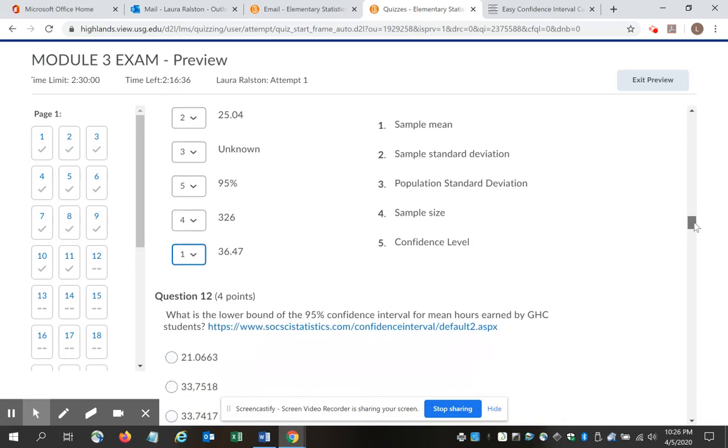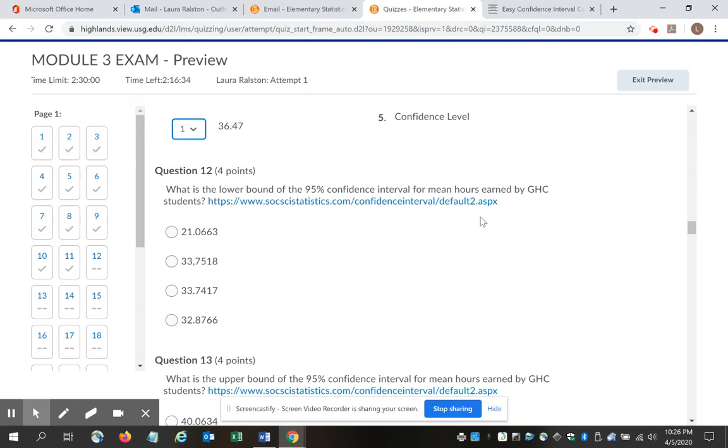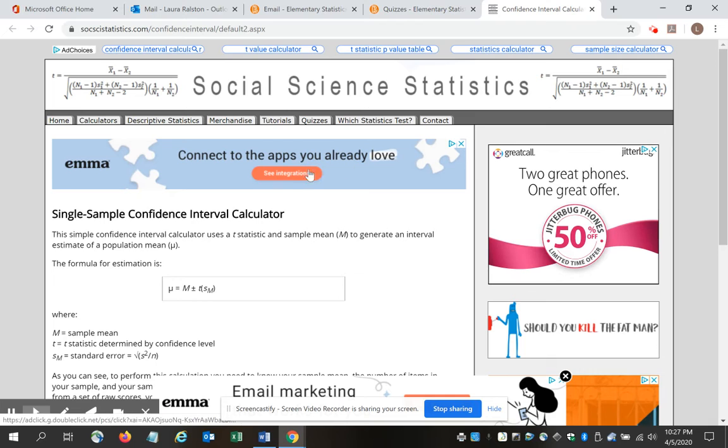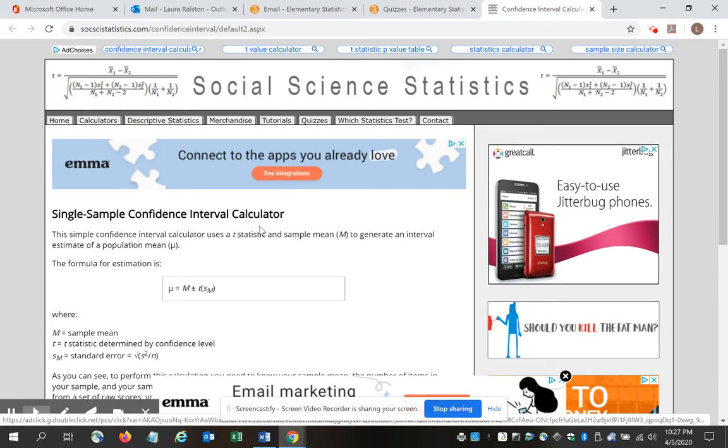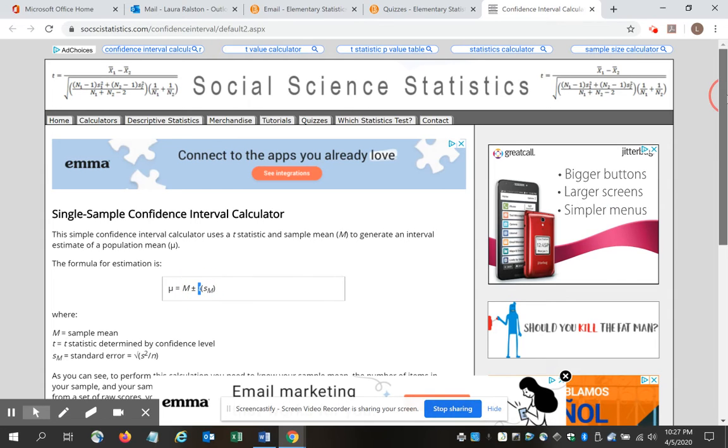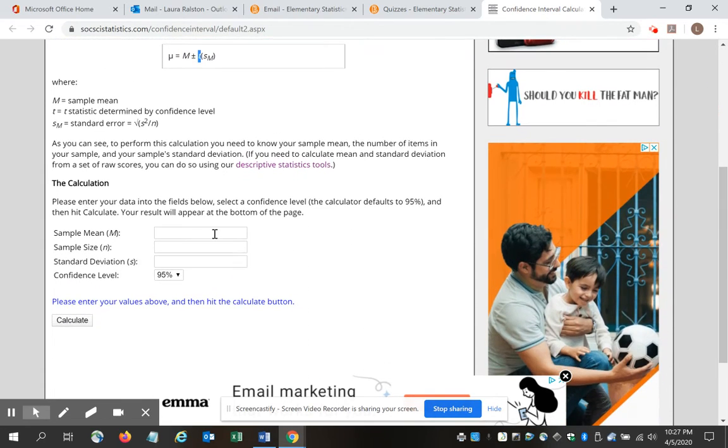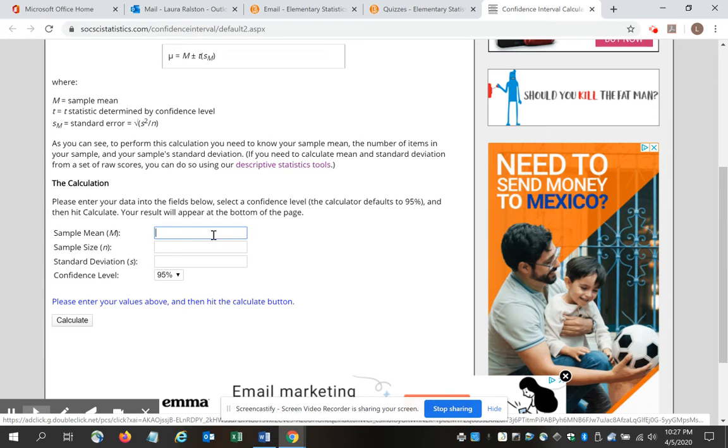Okay, then you continue to question 12, and again, it asks you to calculate the lower bound. And again, guys, I give you the link. You didn't have to go looking for it in D2L. If you'll click on it and open it up in a new tab, okay, this one just says single sample calculator, interval calculator. There's a little T right here, and so that helps me realize, yeah, I'm dealing with T. Again, you enter the sample mean, which was given to you in the problem as 36.47.